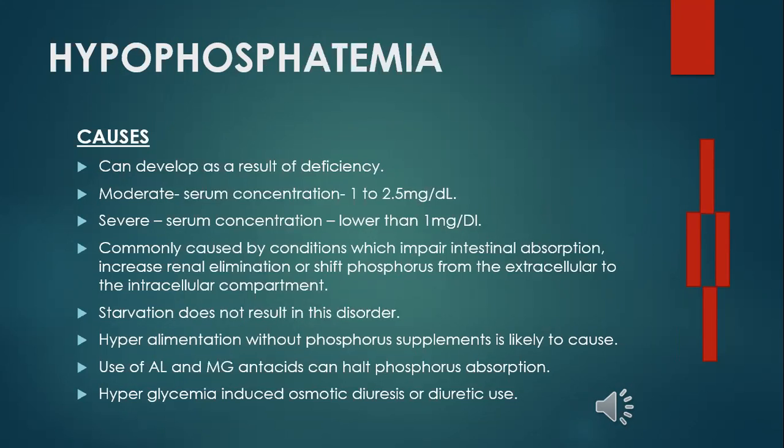Now, it is commonly thought to be caused by deficiency in the diet, but generally it is not the case. There are other factors which may lead to this complication, such as impaired absorption from the intestine, or dysfunction of the kidneys. Other factors like taking antacids or hyperalimentation, which is taking supplements intravenously and not orally, can also lead to problems such as hypophosphatemia.